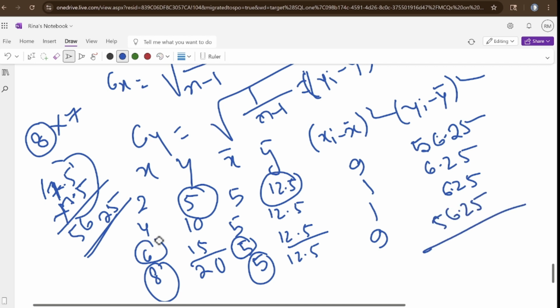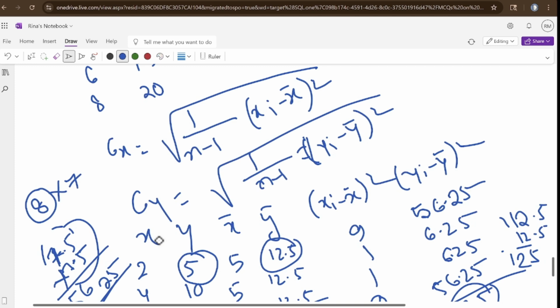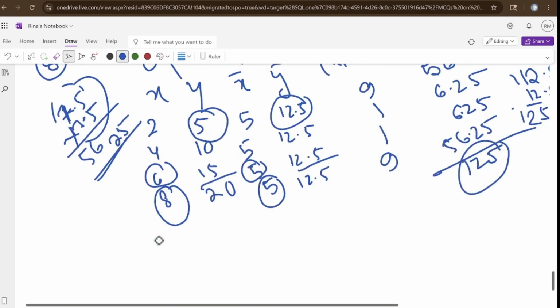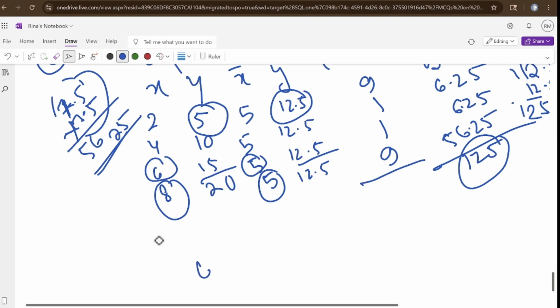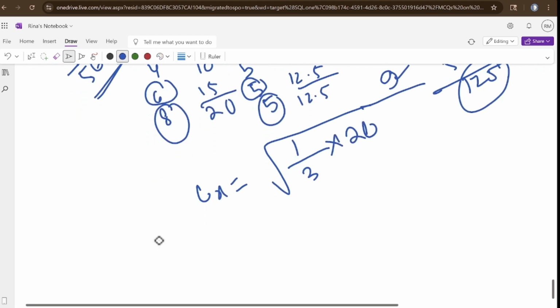So you have to add all those numbers. 56.25 plus 56.25 is 112.5. Now 6.25 and 6.25 make 12.5. So the total is 125. Now 125 divided by, that is, multiplied by 1 by n minus 1. So sigma x equals root over of 1 by n minus 1, that is 1 by 3, into the total calculation 20. So 20.